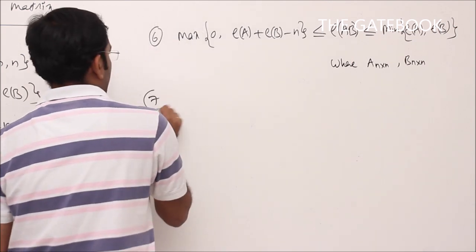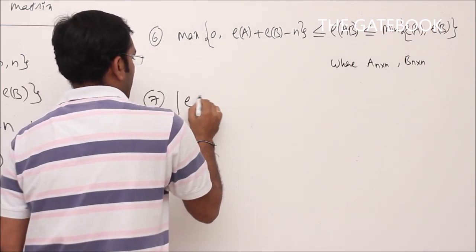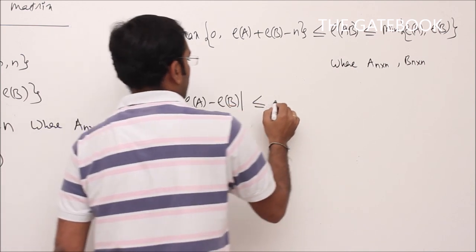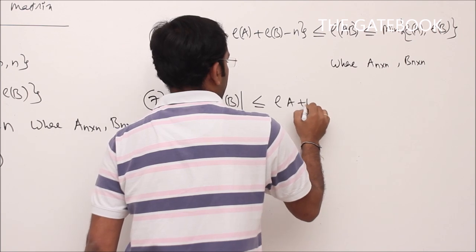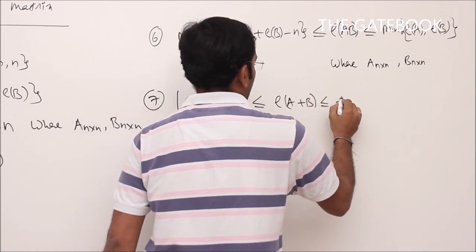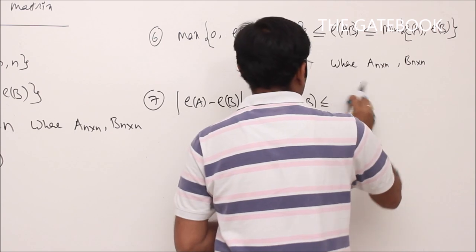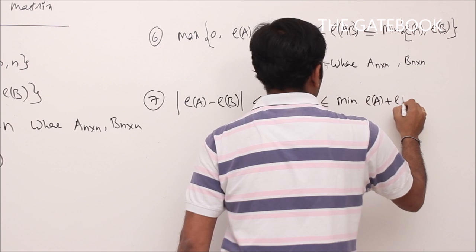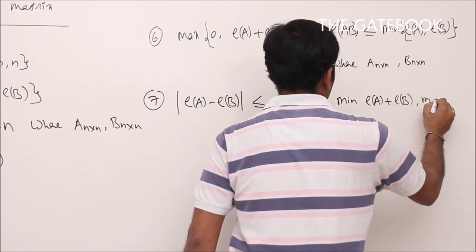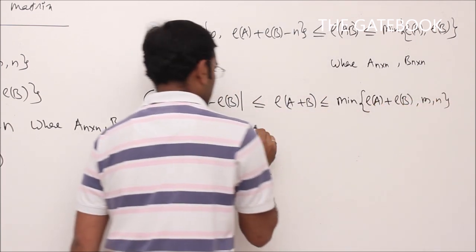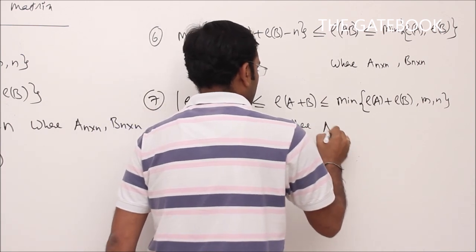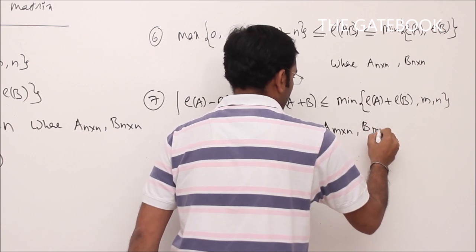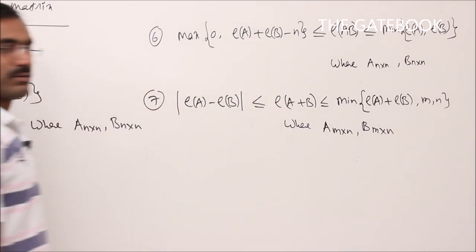Now, next property, modulus of rank of A minus rank of B is always less than or equal to rank of A plus B, which is less than or equal to minimum of rank of A plus rank of B comma m comma n, where A and B are matrices of order m by n.